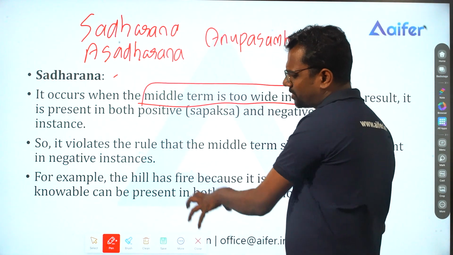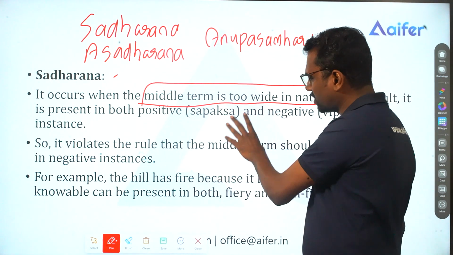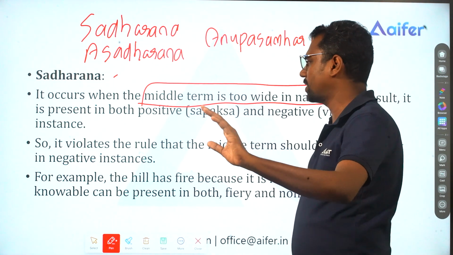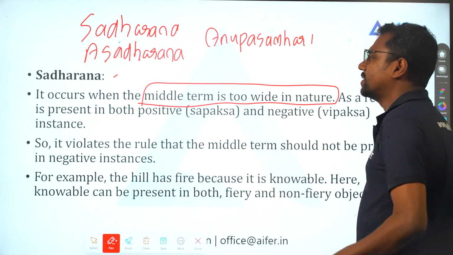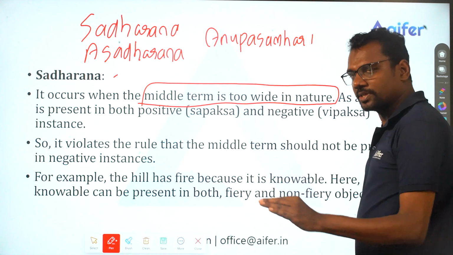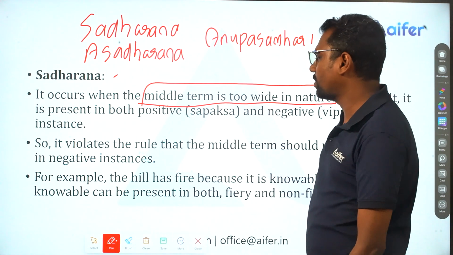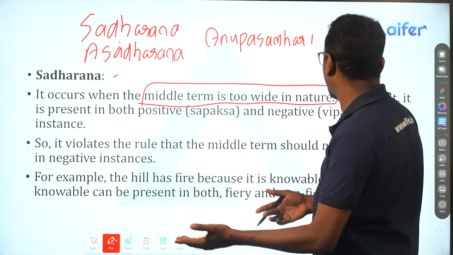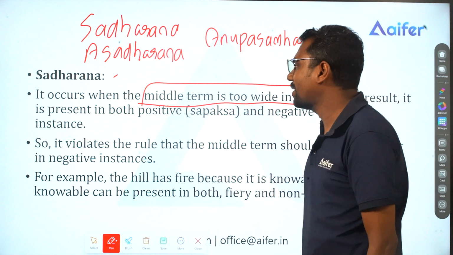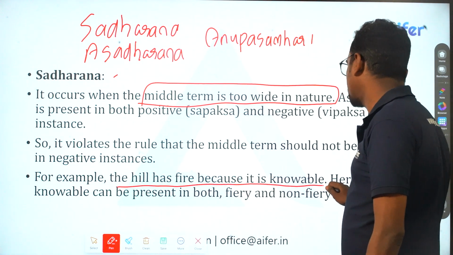There is a lot of explanation given on the board. Just listen to this single sentence and the example, that's enough for the time being. When the middle term is too wide in nature, that's Sadharana. For the exam, it's enough. An example I will give: the hill has fire because it is knowable.